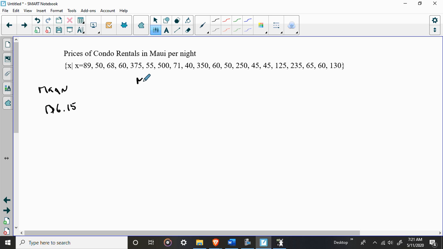Okay, the median, again, we have to put these numbers in order. So again, I got my lowest price, it's a 40, right? So I got a 40, 45, another 45. Now what else do I got? I got a 50, a 55. Oh, I missed a 50. I got another 50 over here. 50, 55.